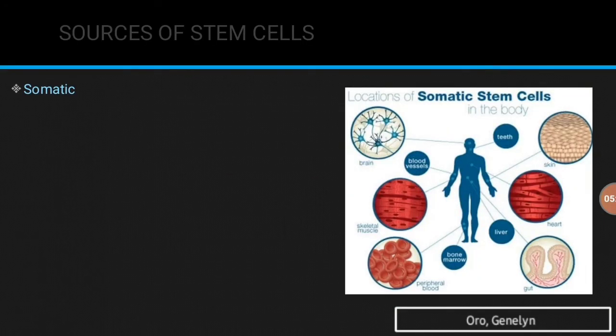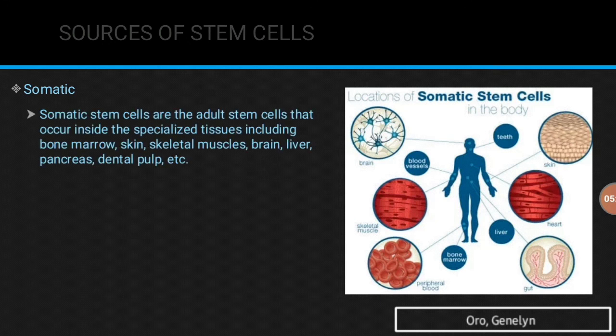So the sources of stem cells: first, somatic. Somatic stem cells are the adult stem cells that occur inside the specialized tissues including bone marrow, skin, skeletal muscles, brain, liver, pancreas, and dental pulp. So these somatic stem cells are found in our body, specifically in bone marrow, skin, skeletal muscles, brain, liver, pancreas, dental pulp, etc.